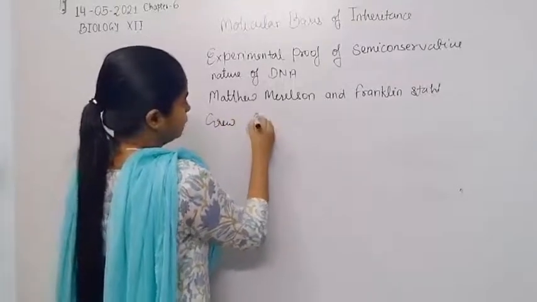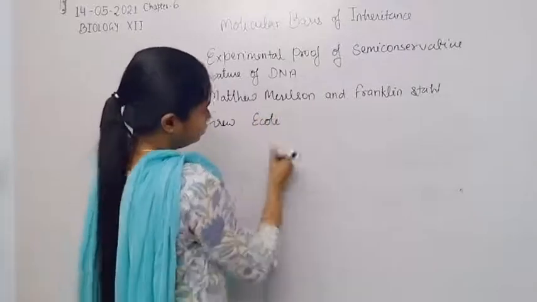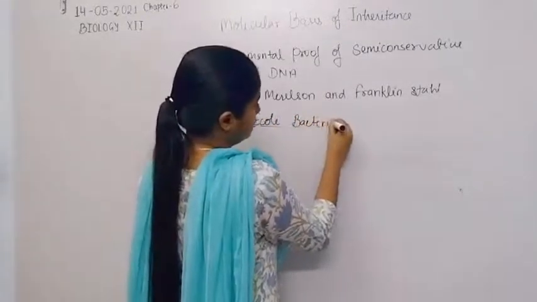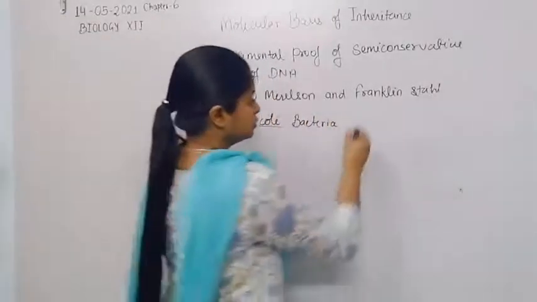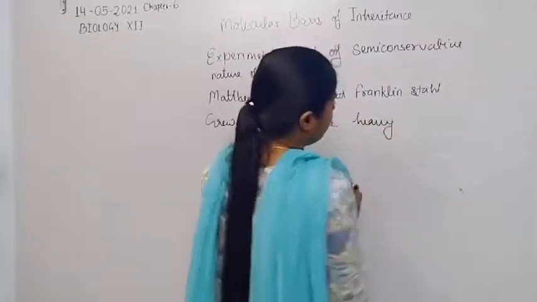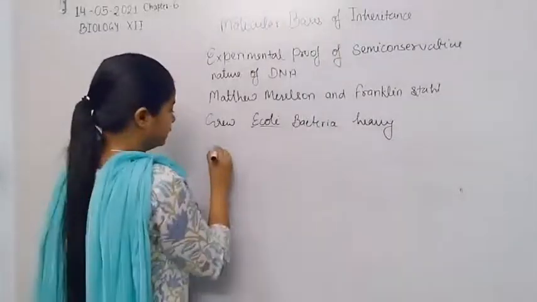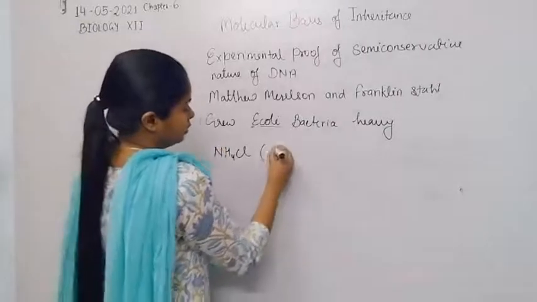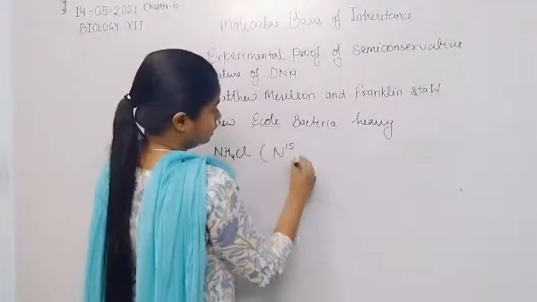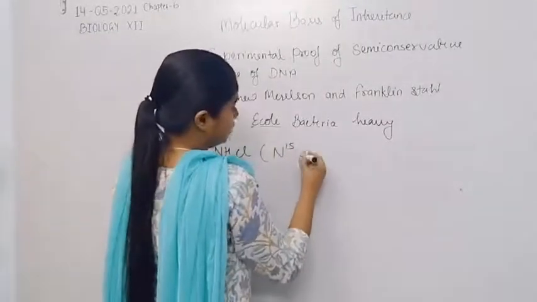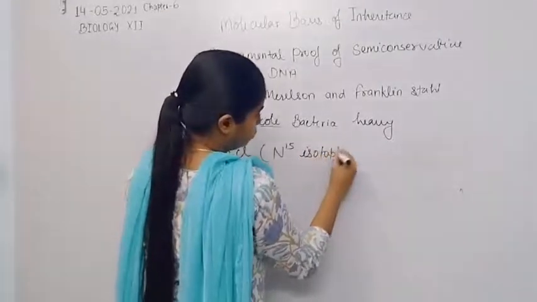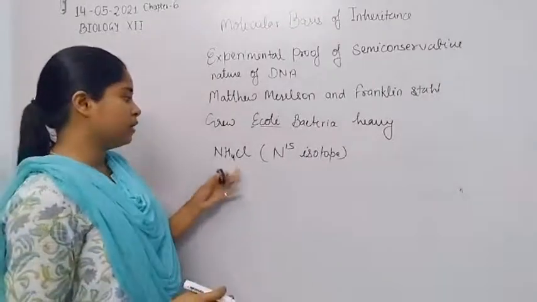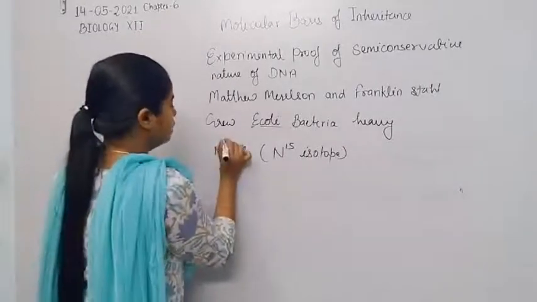E. coli bacteria in heavy ammonium chloride, that is N15, the heavy isotope of nitrogen. Actually, it is not radioactive, it is an isotope. Heavy nitrogen: he used the N15 ammonium chloride.